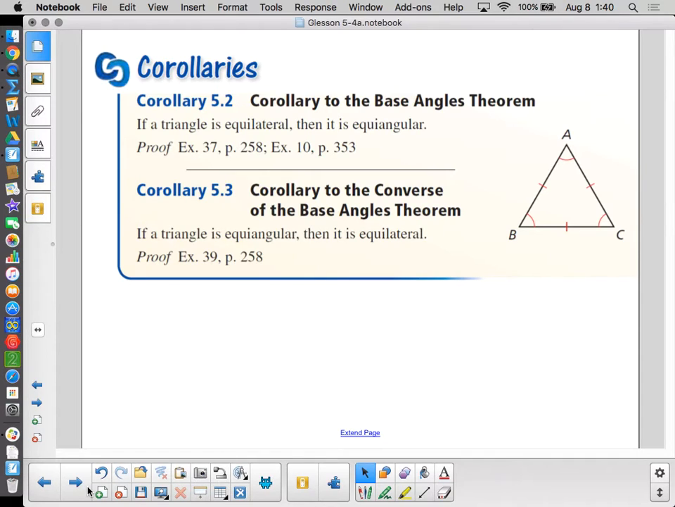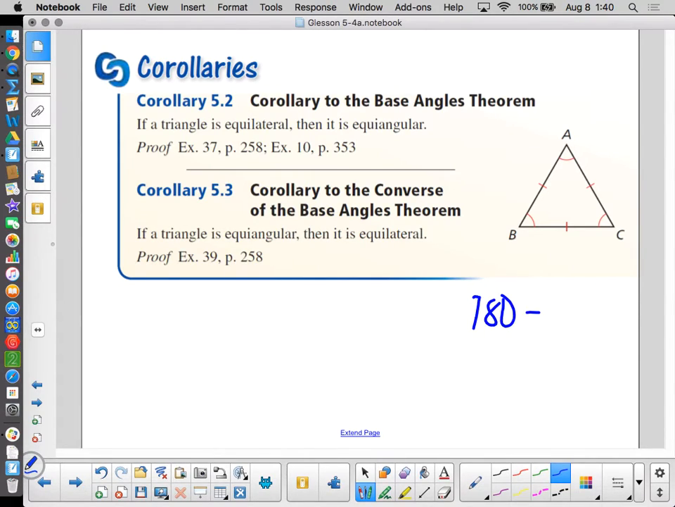And by the way, if I have three congruent angles in a triangle, what measurement does each angle have individually? Well, the sum of three angles is 180. We have to divide that by three even parts: 60, 60, 60. Those are the angle measures in an equilateral triangle.